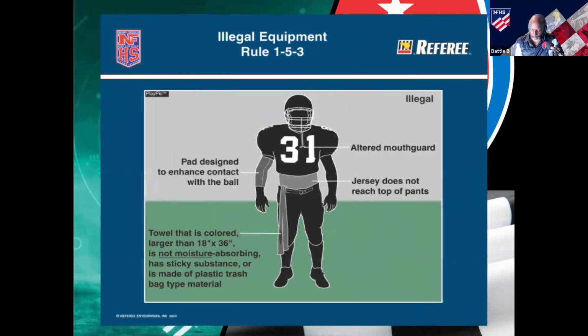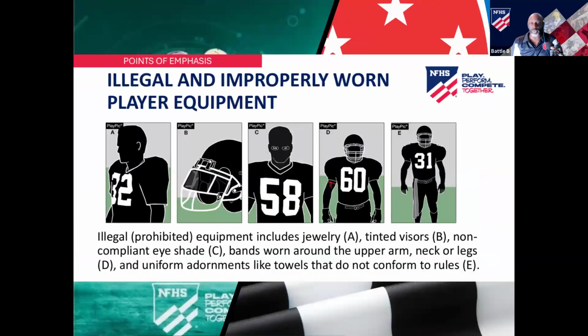All right, let's talk about illegal equipment. We're almost done. With the exceptions. All right, so illegal, we see A, B, C, D, and E: wearing jewelry, tinted eye shields, non-compliant eye shades, band horns, band worn around the arm. If you can see number 6, at first I didn't see it, but it's there. Hold on, let me see something.